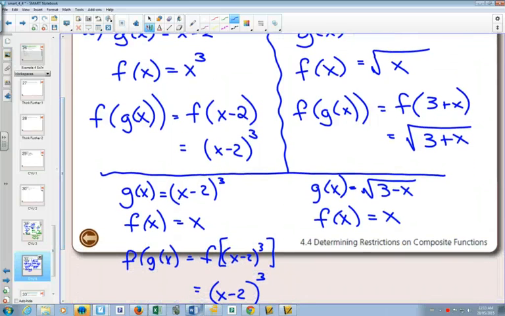Not 3 plus x, just because I copied it wrong? Yeah. Yes?